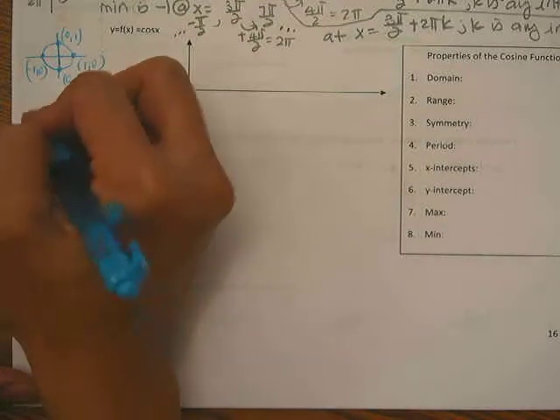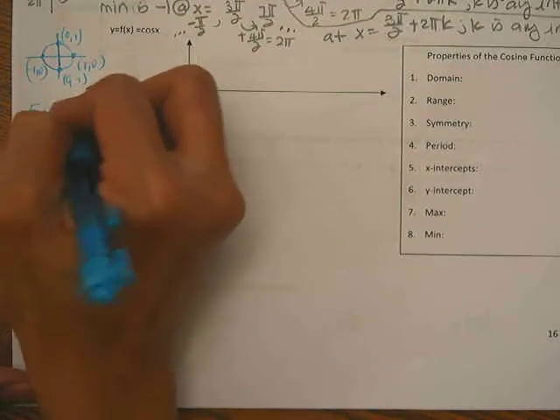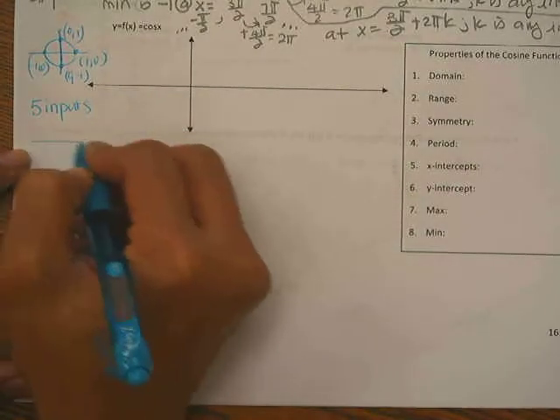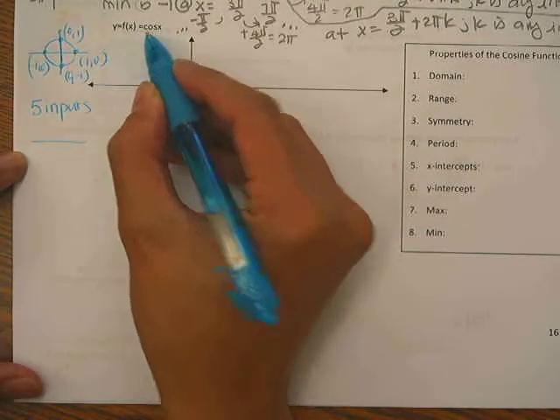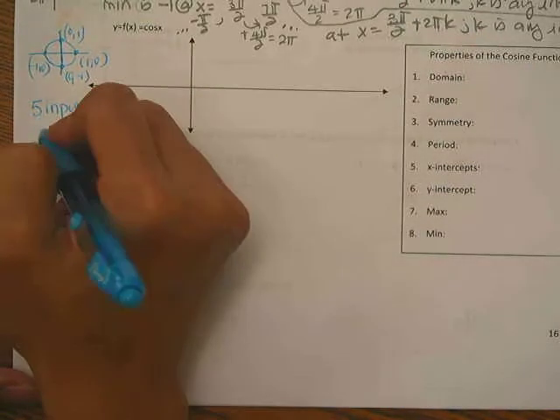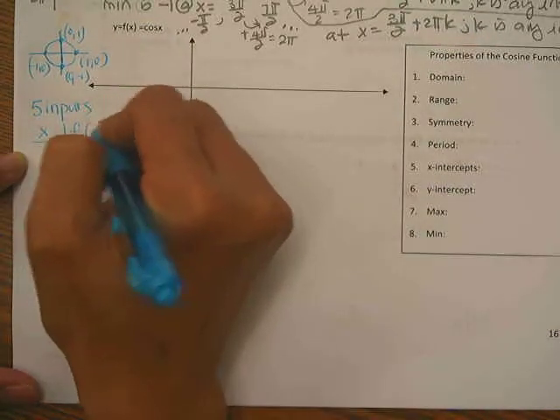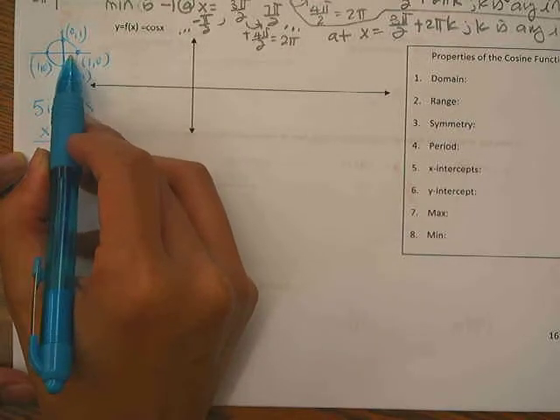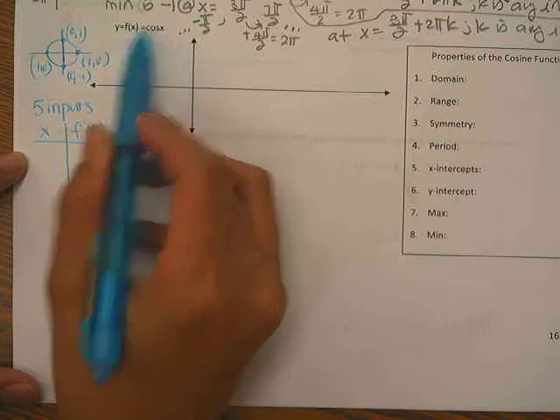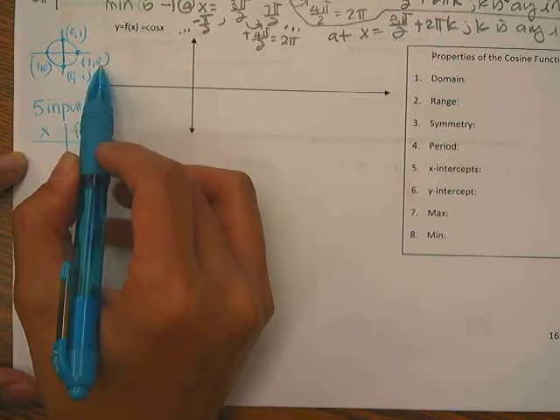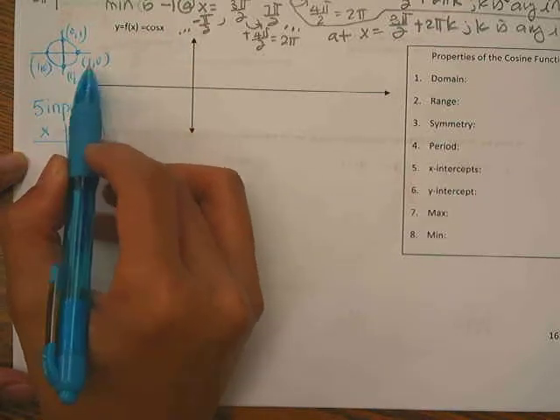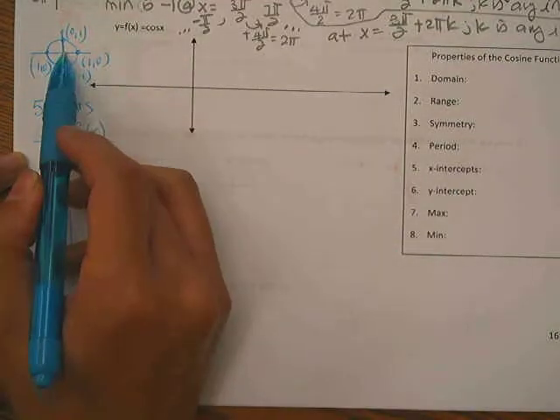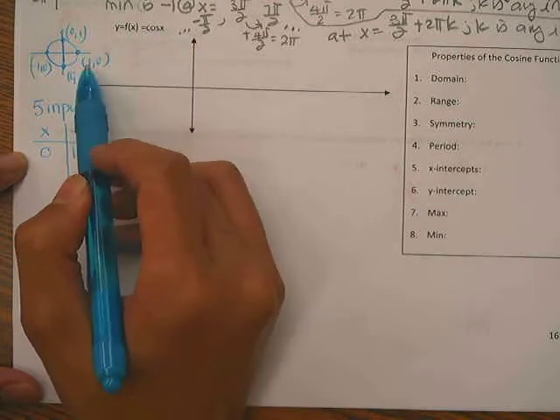So I'm going to be using 5 inputs. Okay, 5 inputs. And I will explain to you what those are. So for my parent function, f of x equals cosine of x, my 5 inputs are, here's my input, here is my output. When x is 0, okay, so that means my angle is 0. What is my output for cosine? When x is 0, cosine is 1. So when x is 0, cosine of 0 is 1.